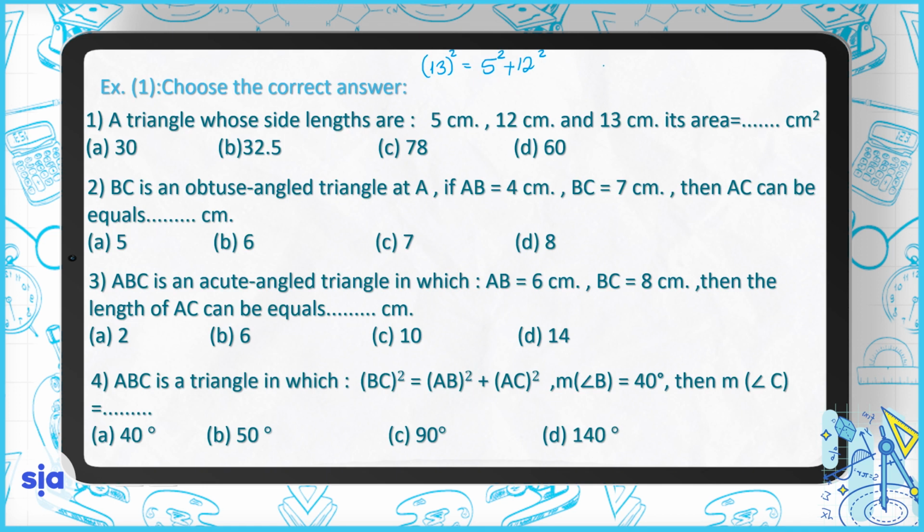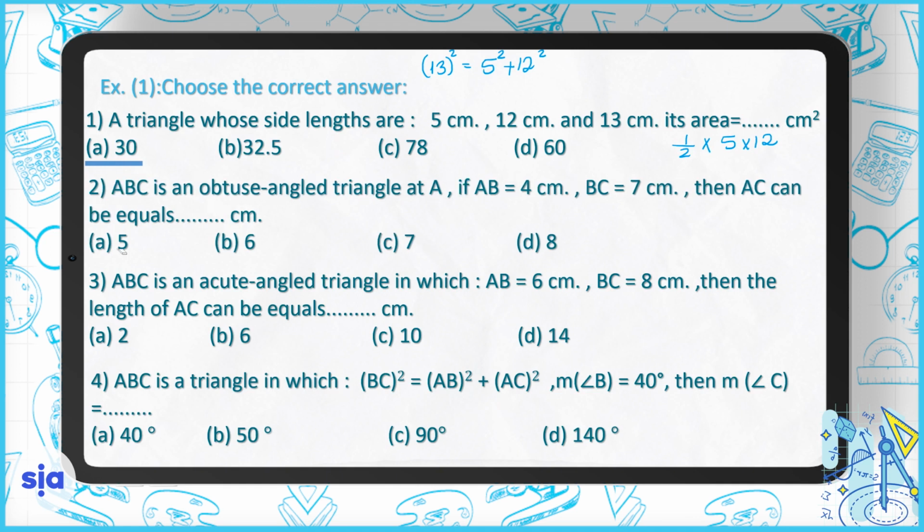To find the area, it is half times base times the height, which are the 5 and the 12, because 13 is the hypotenuse. So the answer here is 30 centimeters squared.